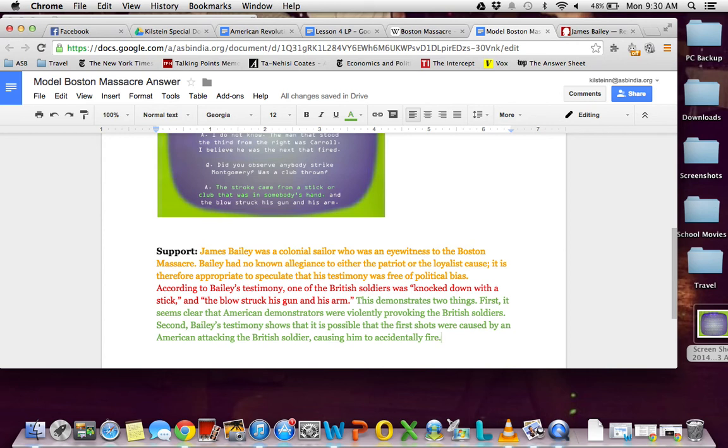So that's it. I hope this is helpful. It gives you three simple steps of how you can use evidence to back up an argument. The first being sourcing, the second being provide the evidence, the third being give your analysis, which explains the evidence and connects it to your thesis.